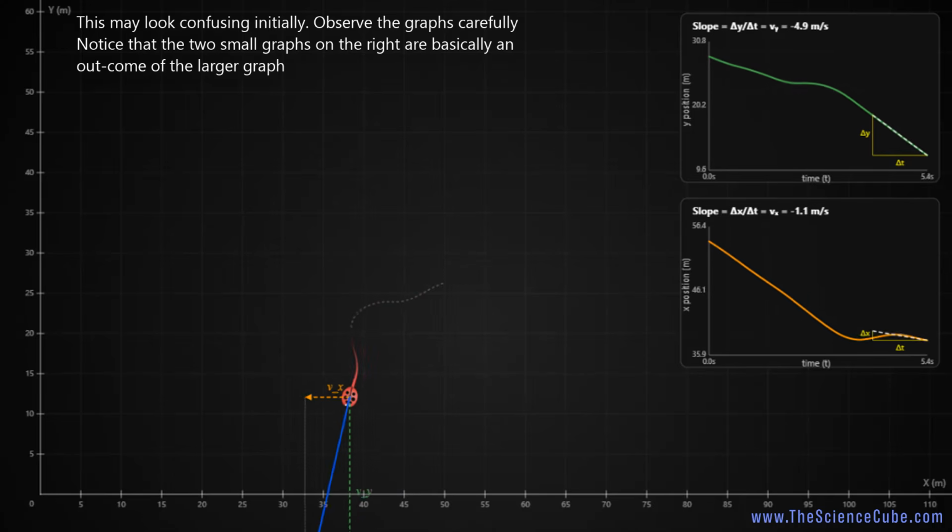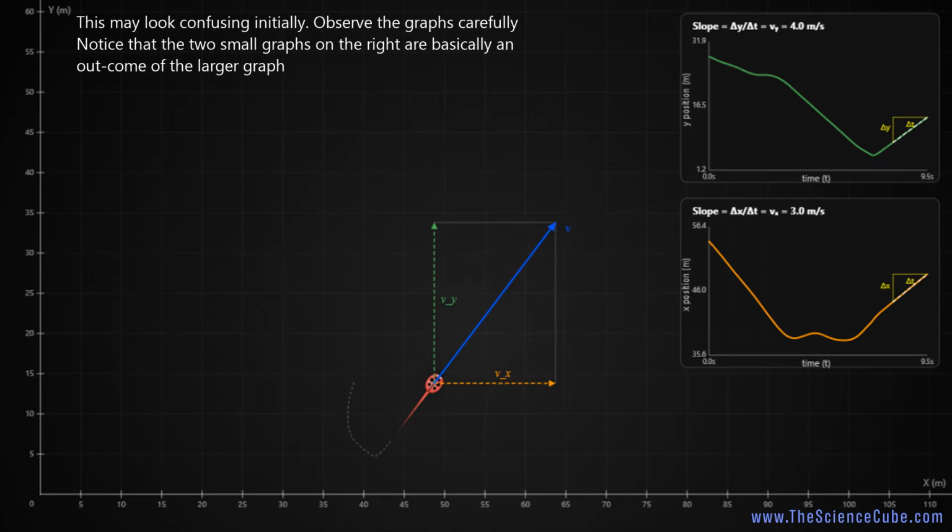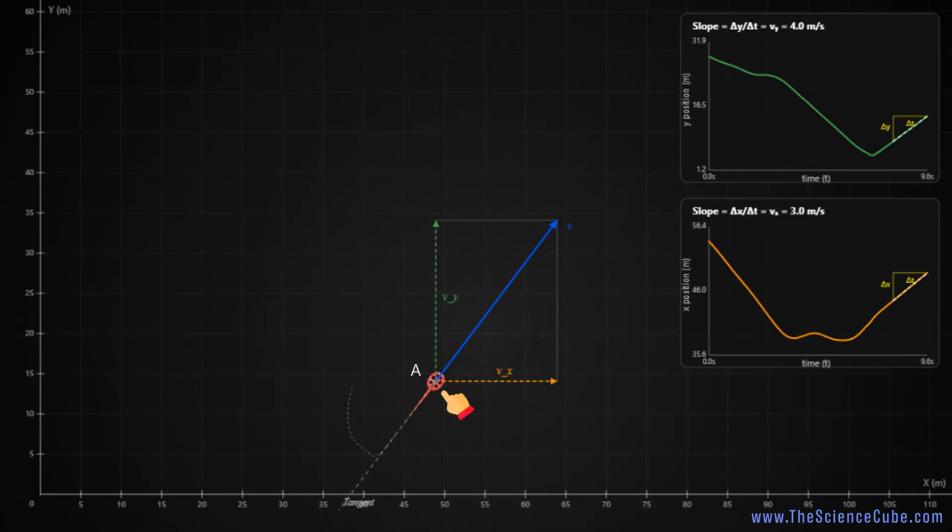Let's use our bug to make this concrete. The bug is tracing this curved path on the xy plane. At point A, right here, we want its instantaneous velocity. The direction is easy. Draw a tangent pointing in the direction the bug is heading. That's the velocity direction. Now for the magnitude and components. At the moment the bug is at point A, look at the xt graph for the bug's motion. The slope at time t when the bug is at A gives Vx equals 3 meters per second.